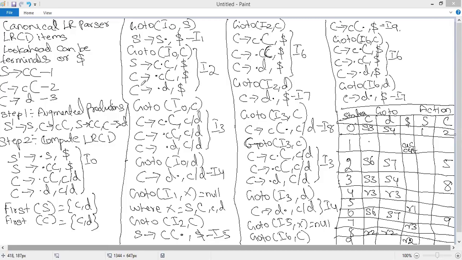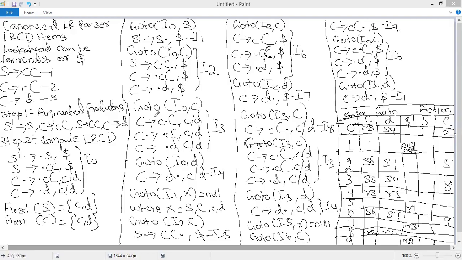Okay, so next thing is C tends to dot D comma, the look ahead symbol is dollar, because when the dot moves one position to the right hand side, that will be here. After this no symbol, so this look ahead symbol dollar will be present here also. So this is how we can identify I2.